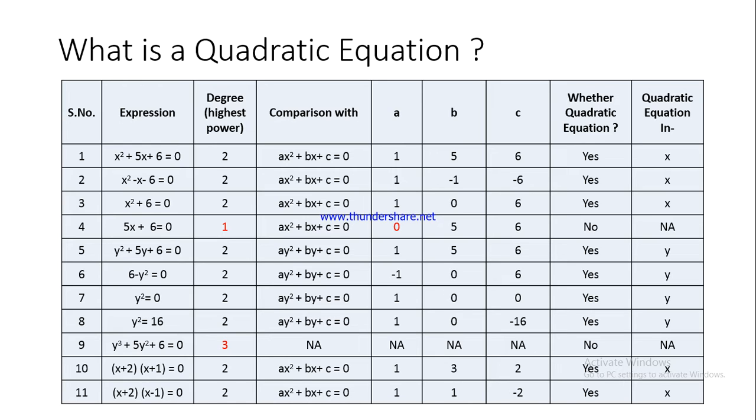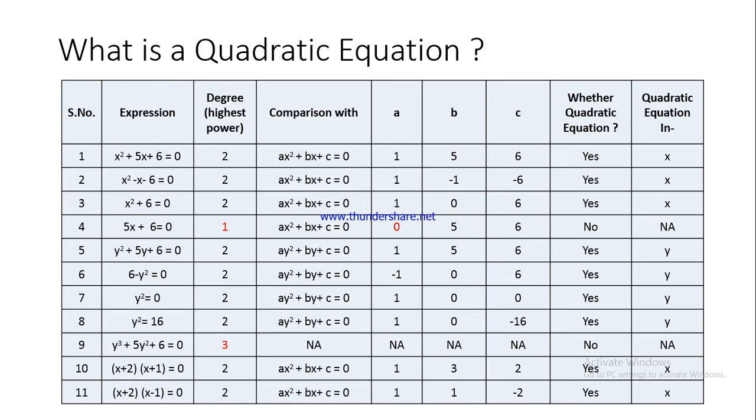Seventh one is also a quadratic equation in y, but here b and c both are 0. Eighth again is a quadratic equation. However, here you will have to do what? You will have to rearrange the equation, because you have to compare it with ay square plus by plus c is equal to 0. So what will you do? You will bring 16 to the left side. So when you bring it to the left side, it will become minus 16.